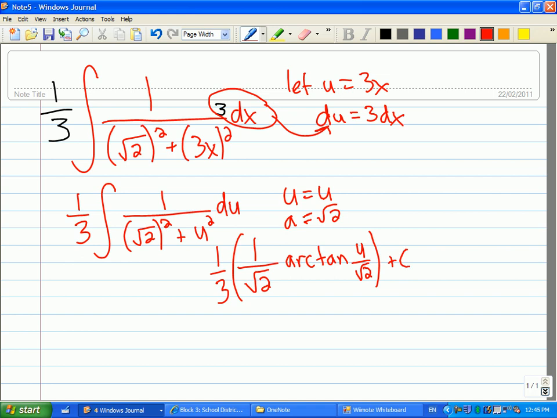So our substitution was that u equaled 3x. My final answer would be 1 over 3 root 2 arctangent of 3x over root 2 plus a constant.